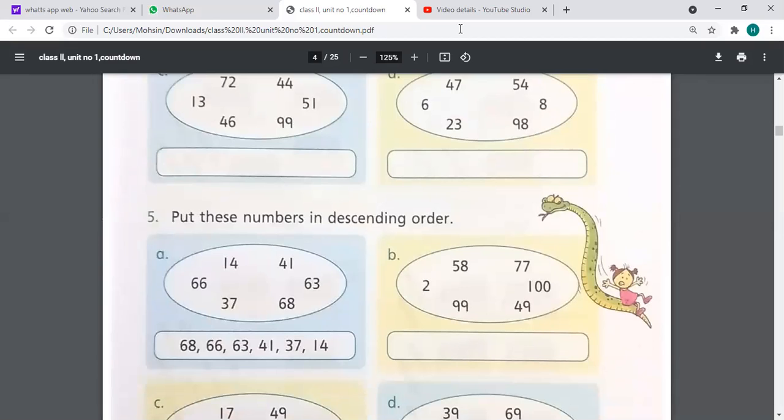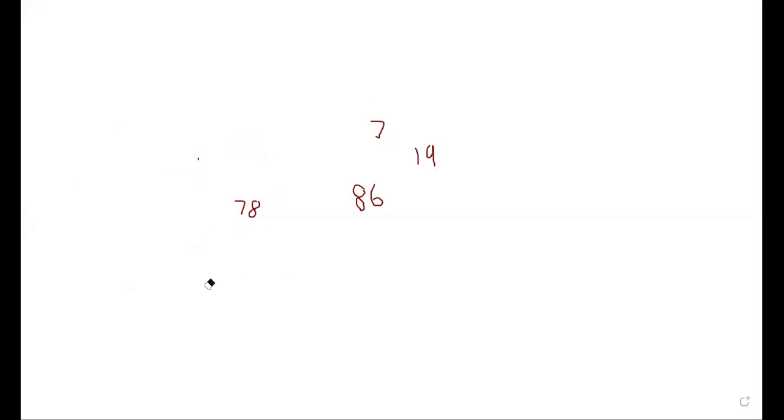Now again come to the board. I'm going to do the B part for you on the board. The B part for the descending order is, they write 58, 90, 9, 2, 77, 49, and 100.